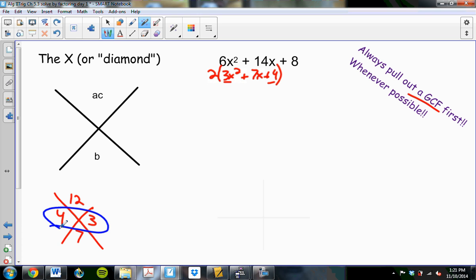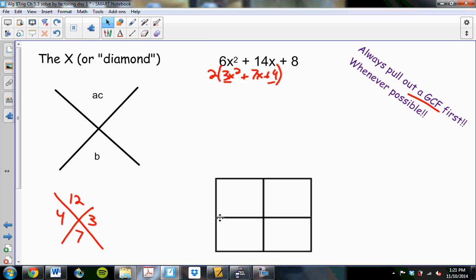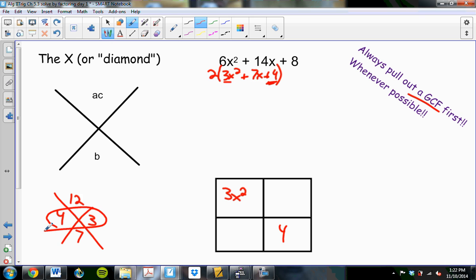Don't be surprised. Well, now that I've got that thing nailed down, I go into this little box. And in the top corner of this box, I put 3x squared. And in the bottom right corner of this box, I put a 4. But then these two numbers make up my other pieces. Instead of having a 7x, I have a 4x and a 3x. I can put those in either spot. It doesn't matter where I put these, 4x and 3x.